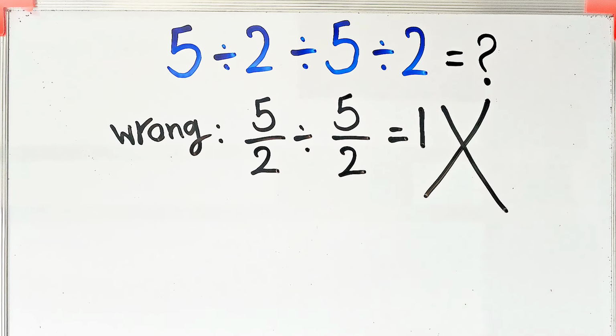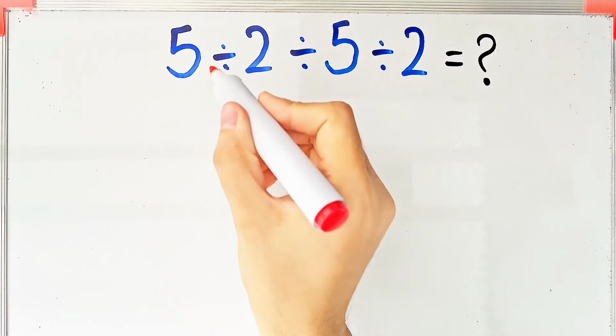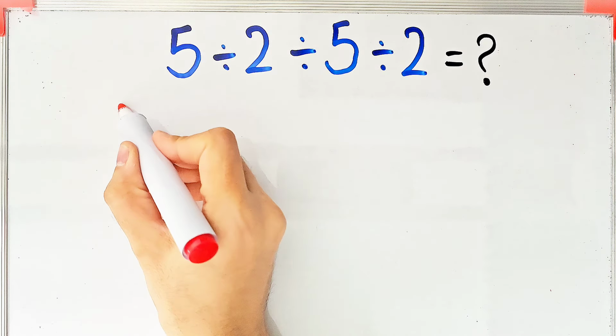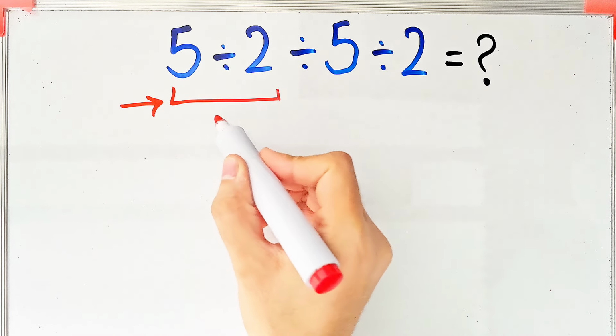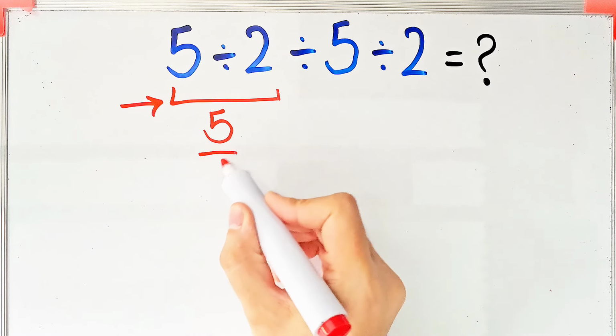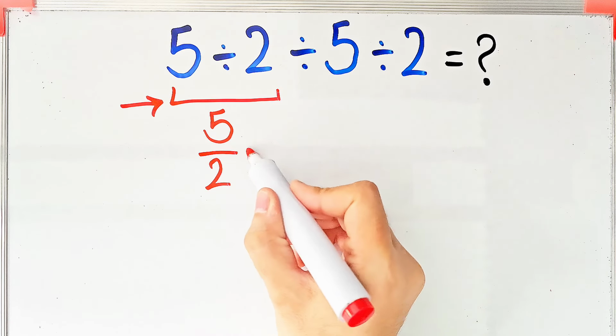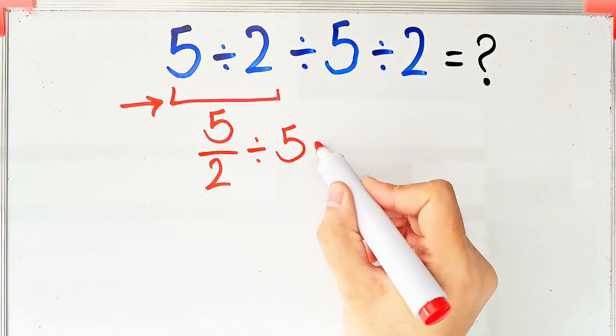Let's solve this question step by step together. Because we have 3 divisions, we start from the left and simplify the question. 5 divided by 2 equals 5 over 2. Now the question is 5 over 2 divided by 5 then divided by 2.